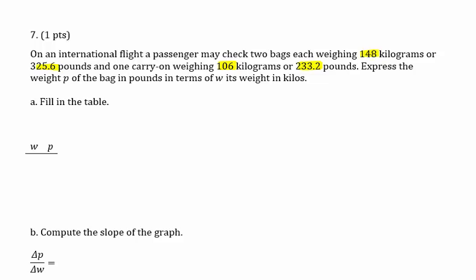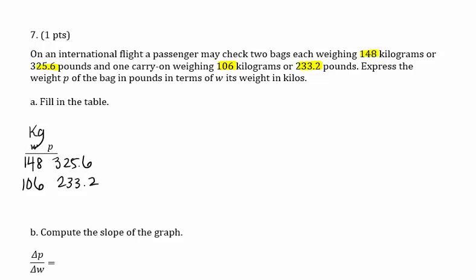Okay, so for the first weight, and this is the weight in kilos, so I'll just put kg for kilograms, is 148, and its corresponding weight in pounds is 325.6. Okay, for the next bag, it's 106 kilograms, and in pounds, that is 233.2.